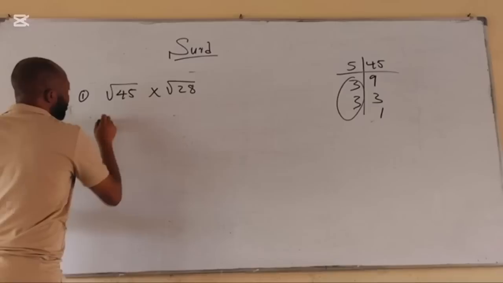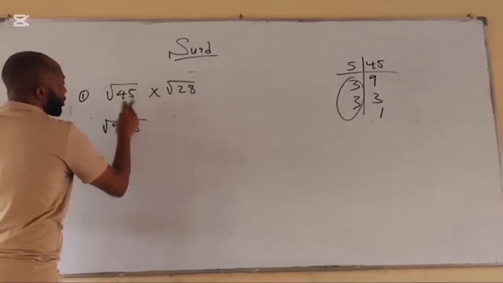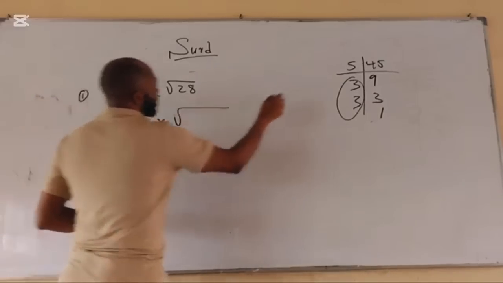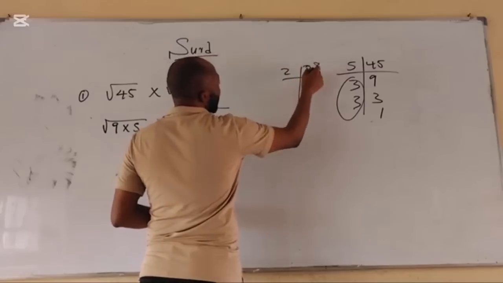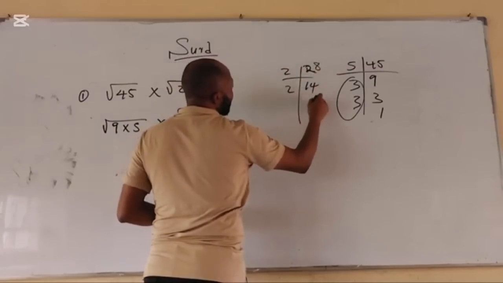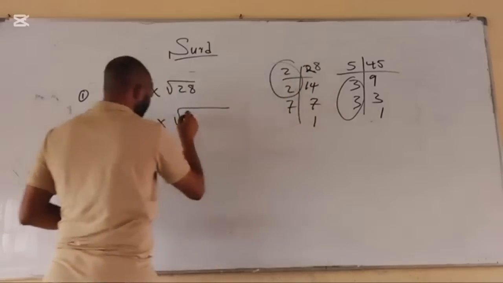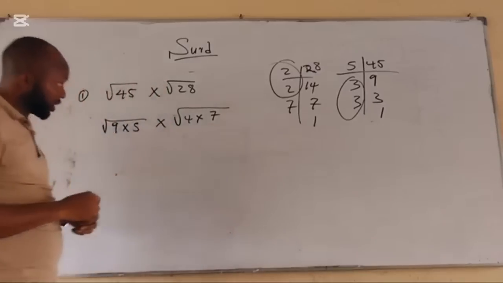So now I have my roots: 9 times 5 gives me this, times root 28. 28, 2 goes there will give me 14. 2 goes here will give me 7. 7 goes here will give me 1. So this is 4 and 7. So 4 times 7 will give me 28.